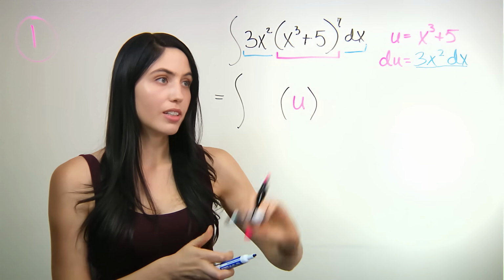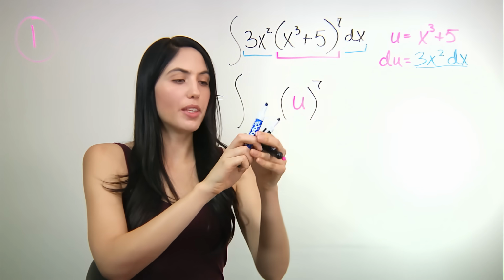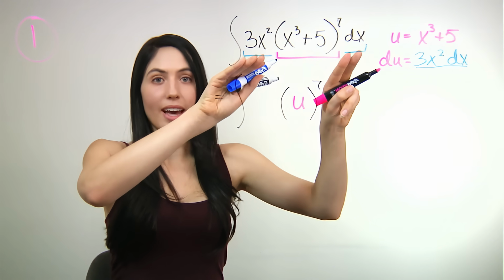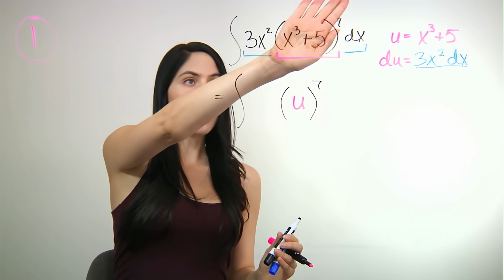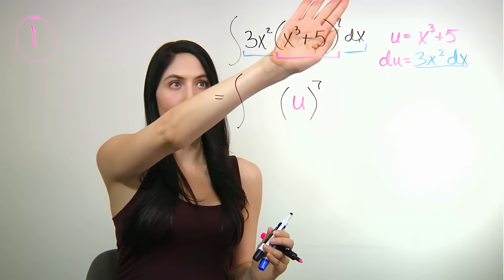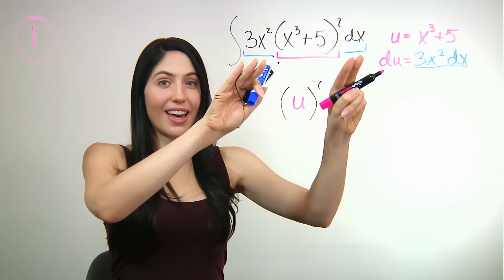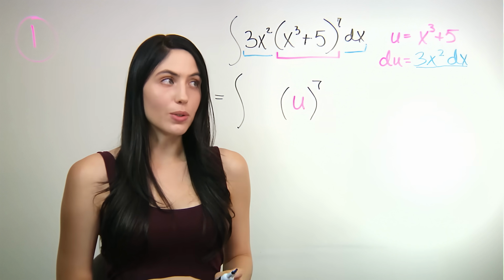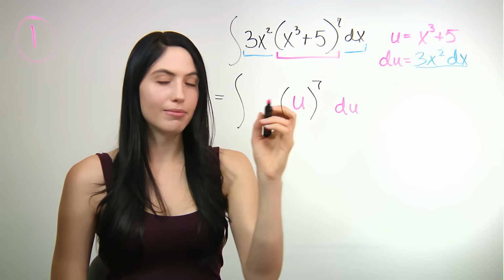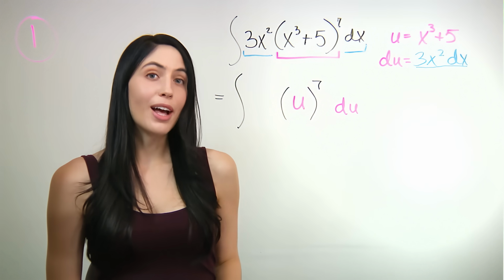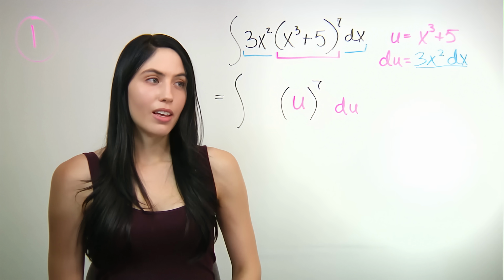So it's u to the 7th power. And in place of 3x squared dx, you're writing simply du, because what's left after you take that away is just 3x squared dx. So you put in place of that du. The du always goes at the end of your integral, not in the front. So this is now your integral all in terms of u du.